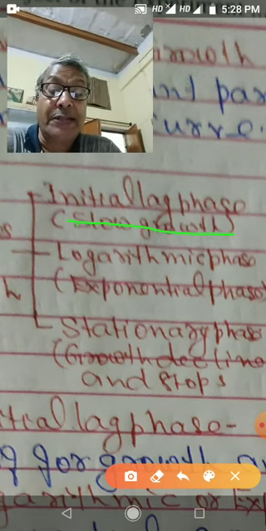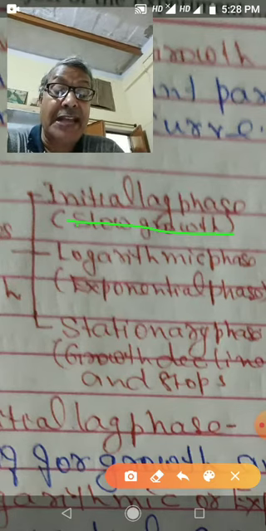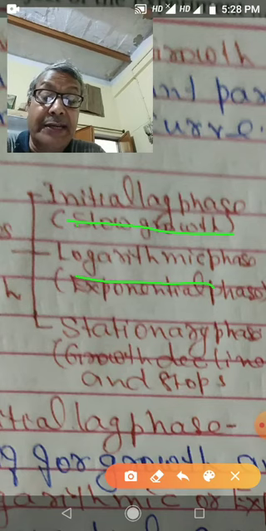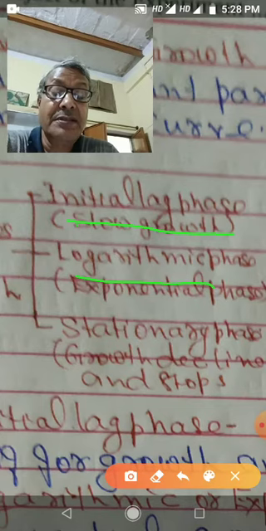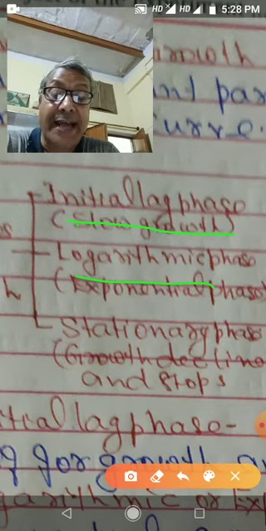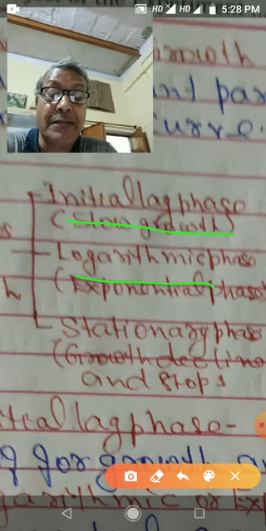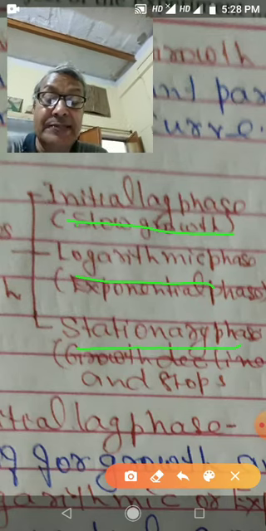the logarithmic or exponential phase. This phase will start after the initial lag phase. During this phase, the rate of the growth is exponential. It means the growth rate is high. During this phase, the same amount of growth occurs at successive intervals such that the growth curve becomes linear or uniformly proportional. And the last one is the stationary phase.